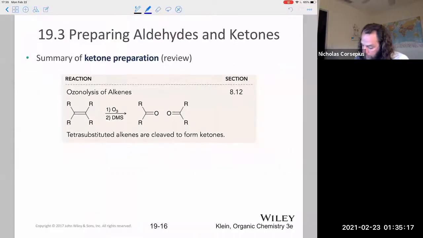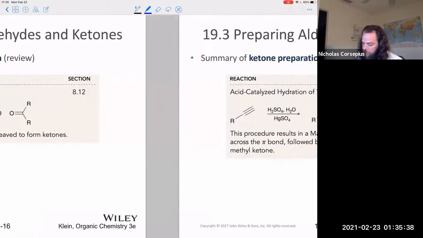We could do the same if we had an alkene that was substituted on all 4 carbons, substituted on all 4 positions. Then when we did the ozonolysis reaction, we would create a ketone at the end of the day instead of an aldehyde. So again, you need a tetrasubstituted alkene for this, but those are just these ozonolysis reactions of alkenes.